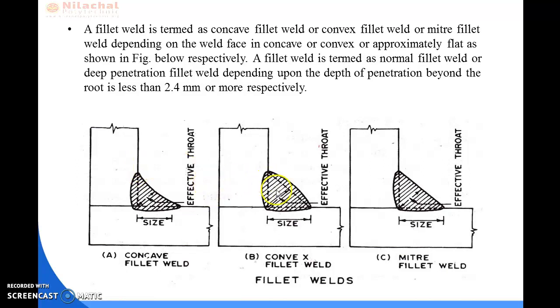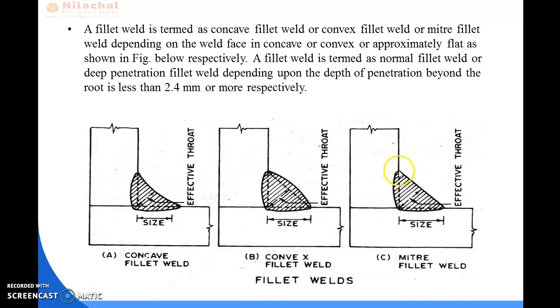Then comes the second figure. You can see this portion, and this portion of the weld looks like a curved section in the upward direction, which is convexity in nature. So if this kind of welding is provided between two plates, then it is known as convex fillet weld.